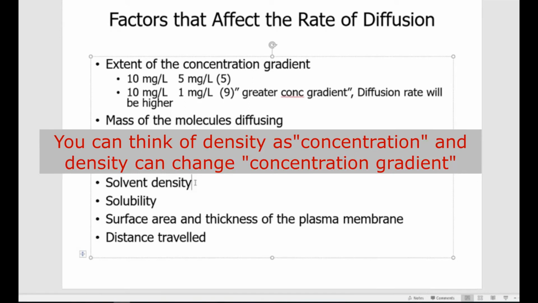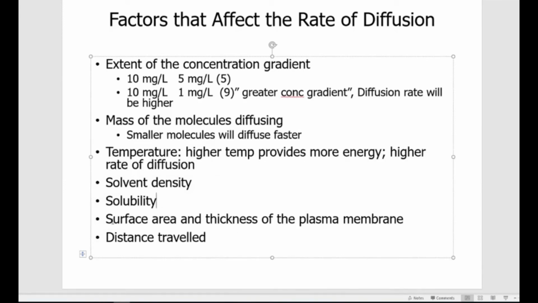Solvent density, you can skip this one. This is not a very common one. Solubility, so that depends on the lipid solubility, right? If you're more lipid soluble, then you probably will diffuse faster. Surface area, thickness, okay. So more surface area, more diffusion. The thicker the plasma membrane, the more difficult for things to move through. So greater surface area will increase diffusion rate, but a thicker plasma membrane will decrease diffusion rate.